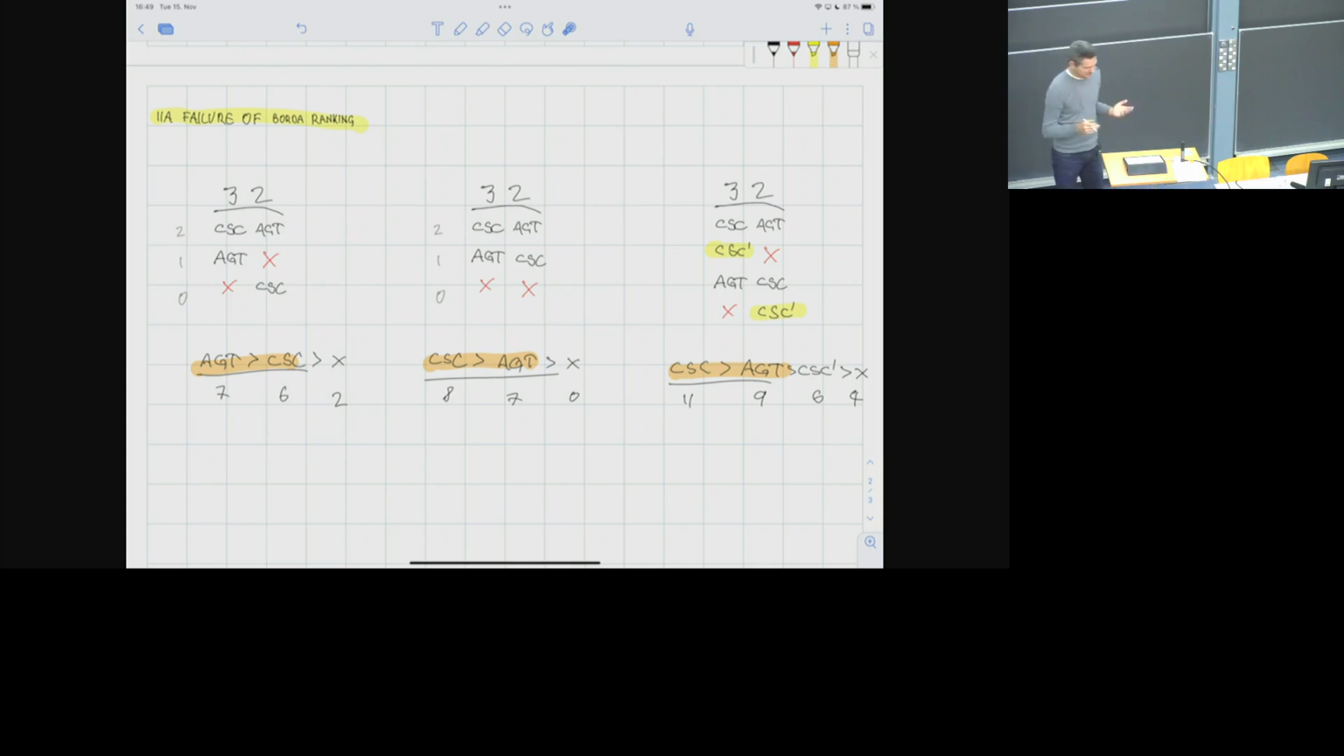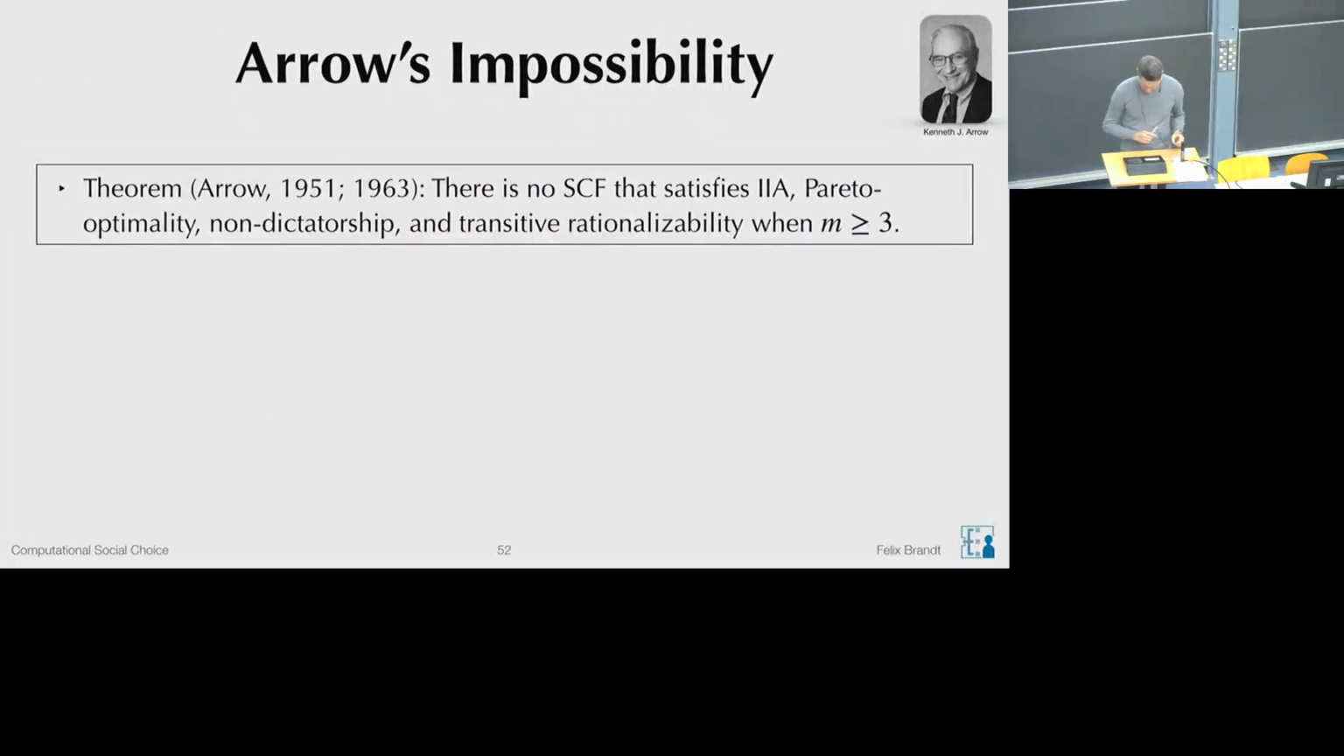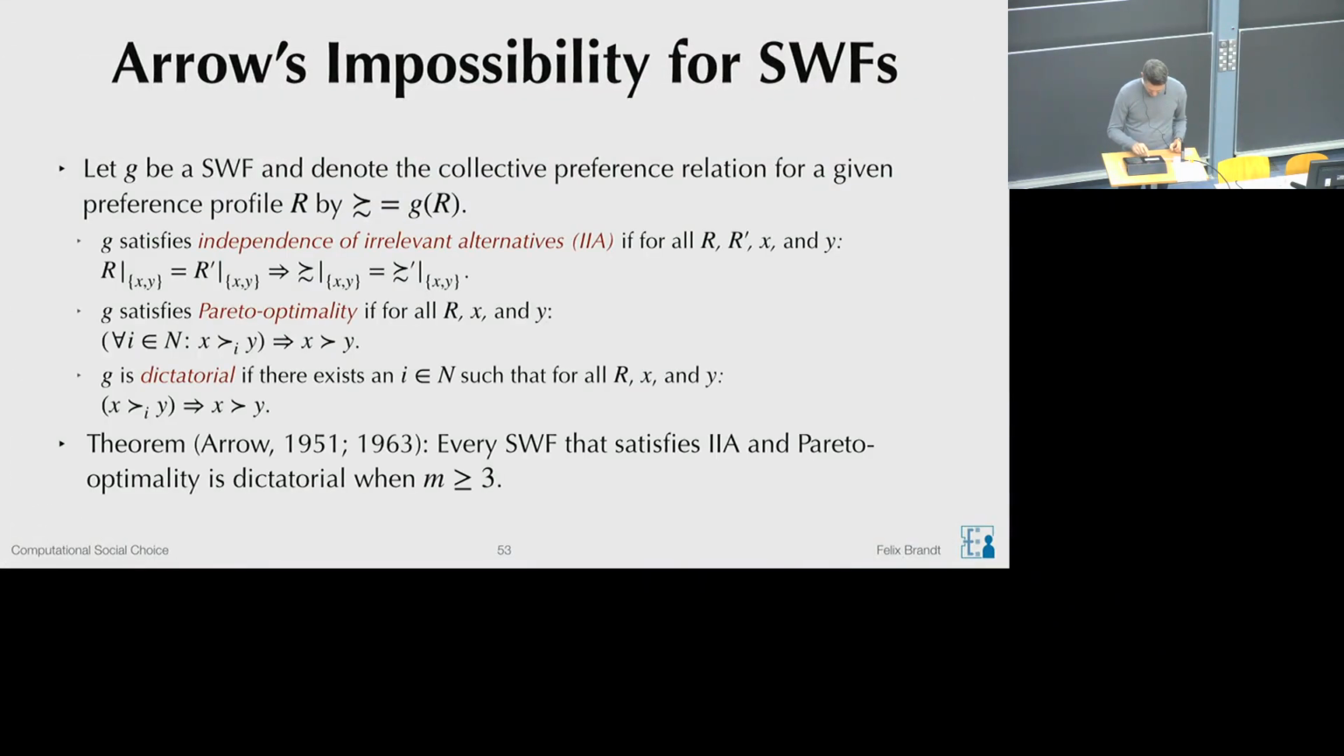Okay, so that was meant to emphasize how important this condition is and why we want it to be satisfied. Is this clear? Okay, great. Okay, now here I need to go back.